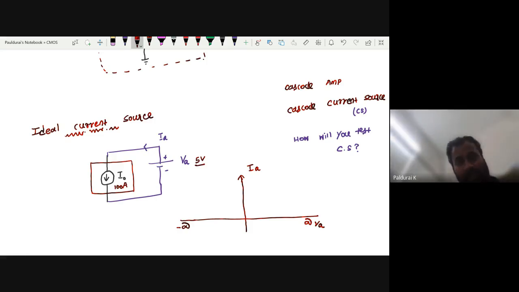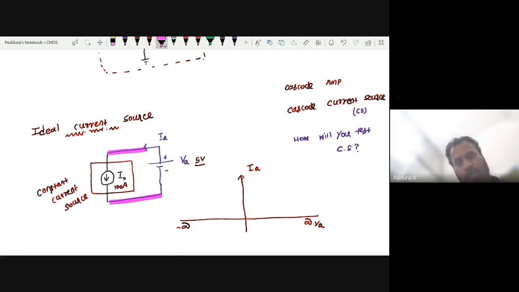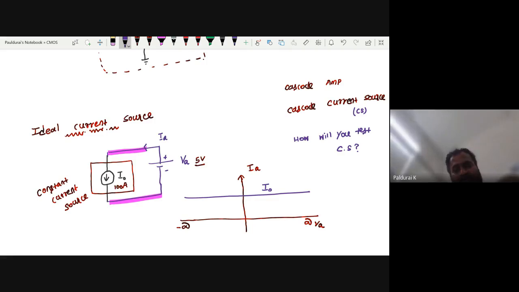Since this is a current source, so this is called constant current source, right? The name itself you can define. Constant current source means irrespective of the terminal voltage, irrespective of VA, the current is constant. So everywhere you will get a constant current with the value of I naught. Will you accept this? So this is the unique property of constant current source.